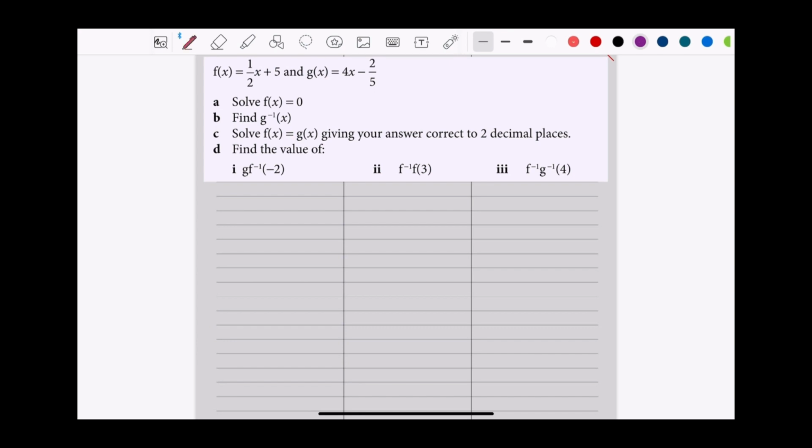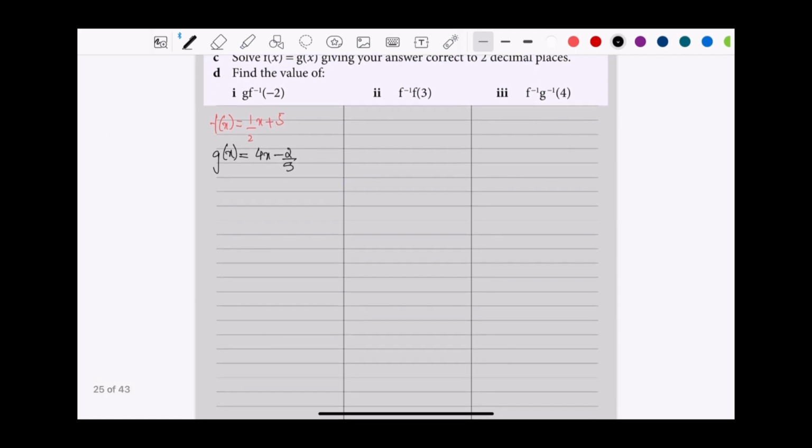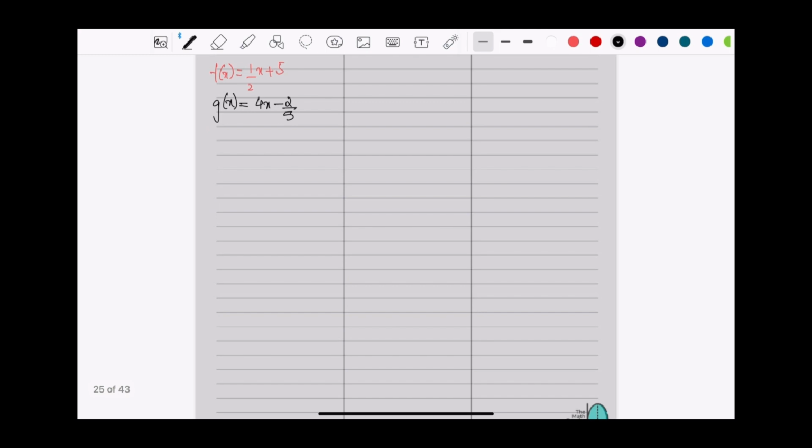Now I'll solve this question here. Now f of x is 1 over 2x plus 5 and g of x is 4x minus 2 over 5. You have to solve f of x equals 0. So for part A, f of x equals 0. 1 over 2x plus 5 equals 0. And you can write this as x over 2 equals negative 5 and x equals negative 10.